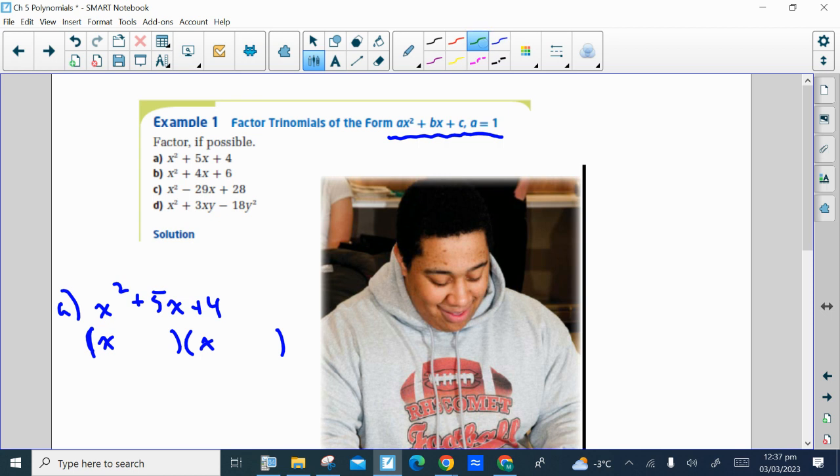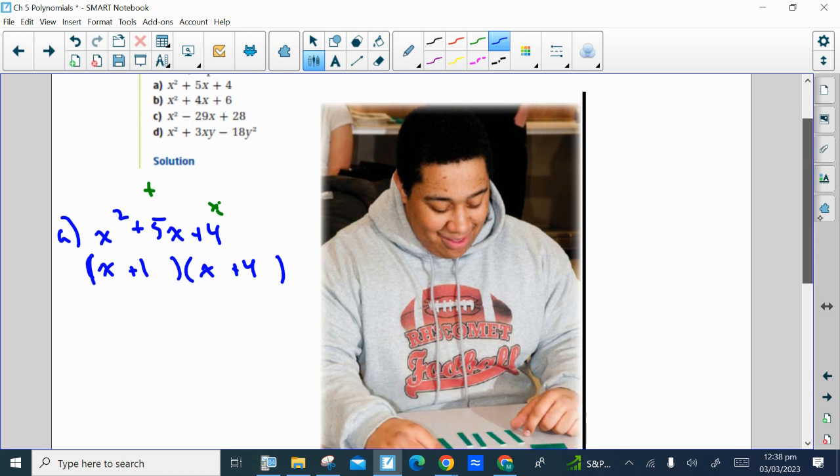And then remember, we're now looking for two numbers that multiply together to get the constant term and add to get that middle term coefficient. So the numbers that multiply to get plus 4 and add to get plus 5 will be positive 1 and positive 4. You could put the 4 in the first bracket, the 1 in the second. It doesn't matter. But we're saying those are the factors.